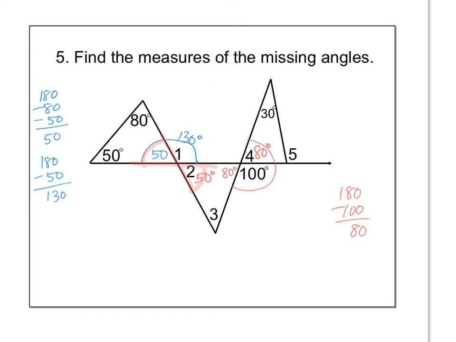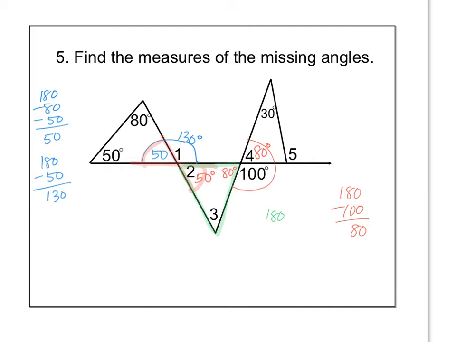So that helps you find angle 3, because now if we go to angle 3, we can use this green triangle. And in that green triangle, the 3 corners must add up to 180. So I think we've actually already done this.